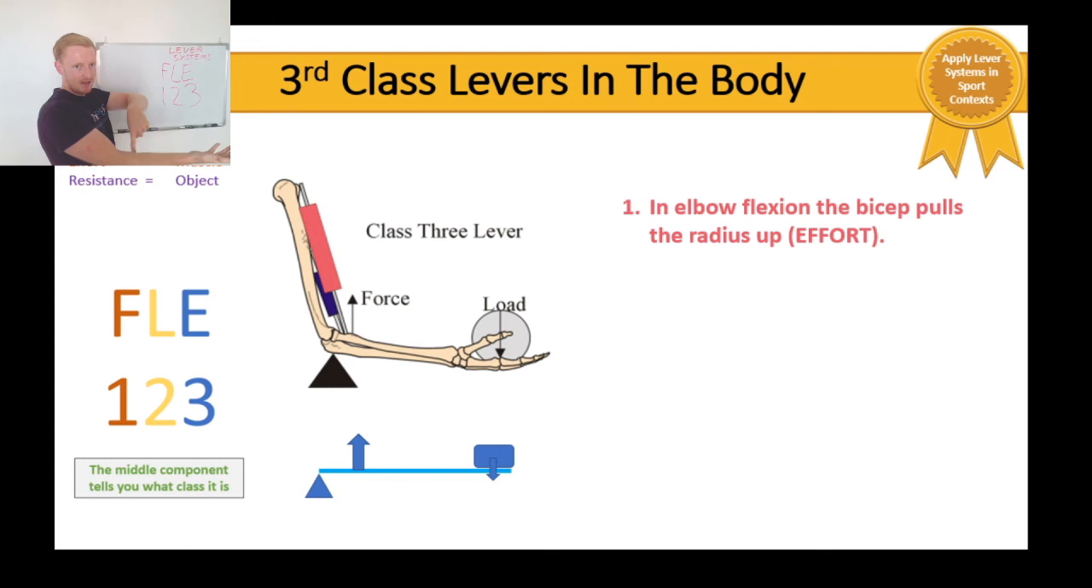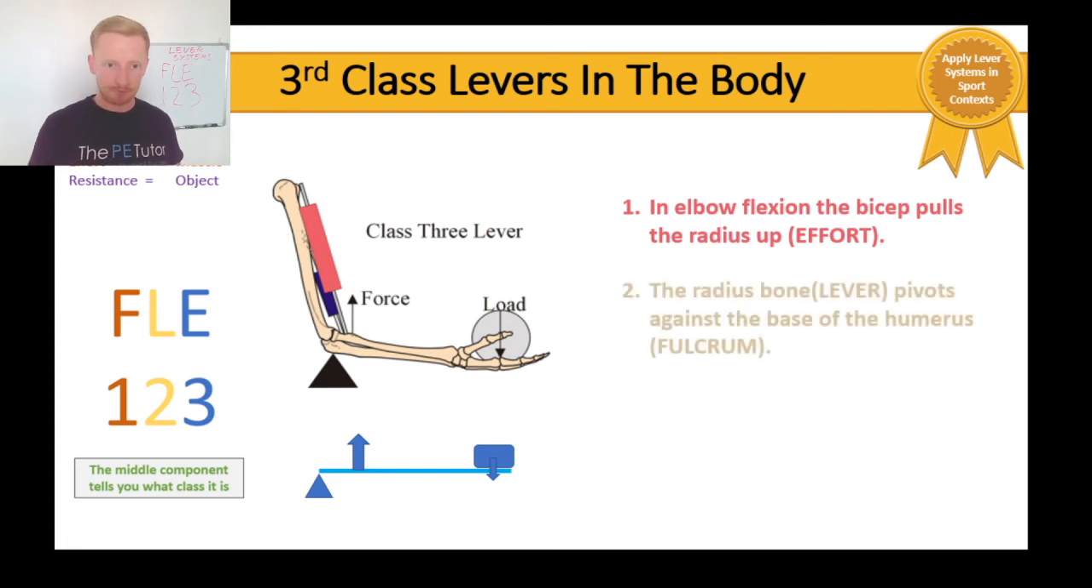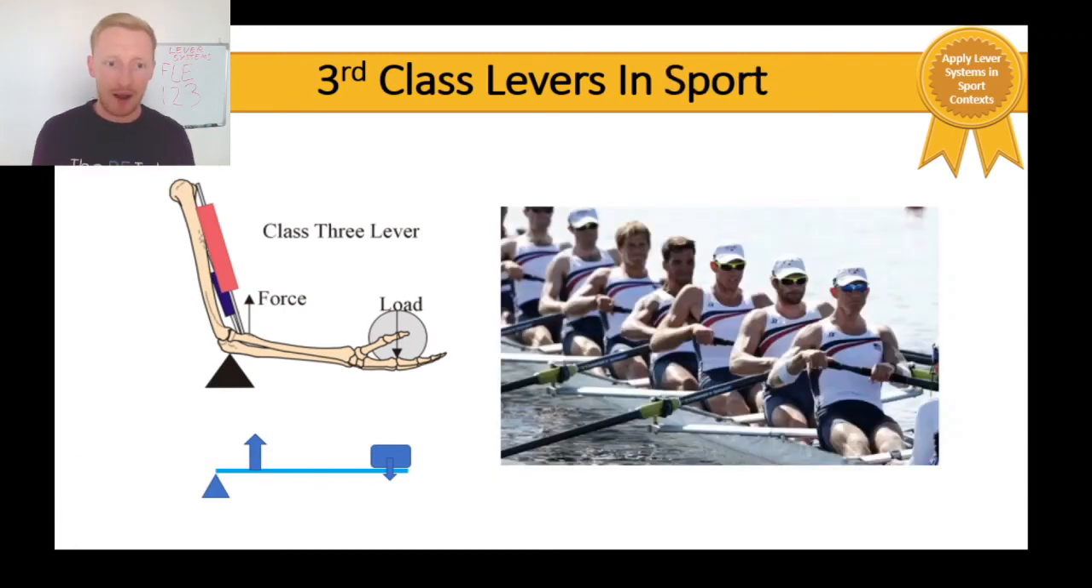F-E-L. E is in the middle, therefore it's the third class lever. That's where the tendon attaches onto the lever that's moving. So the bicep, that's producing the force per contraction, that's the effort. The radius bone is the lever. So the radius here is getting pulled upwards. It's rotating around the base of the humerus, which is coming down here. Humerus meets radius, so that's our pivot point. And then our load is whatever we put into our hand.